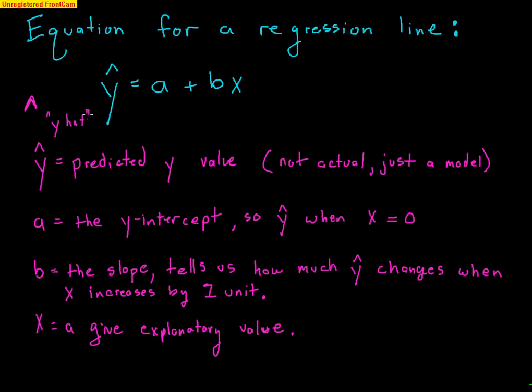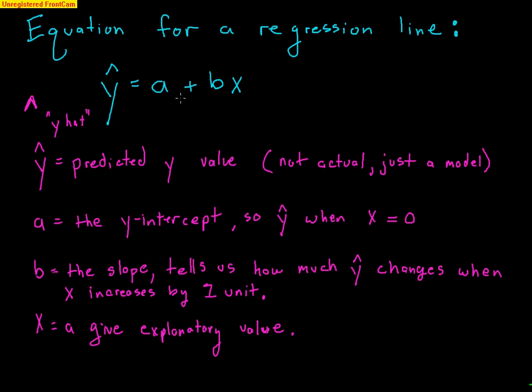Okay. Now, y hat is the predicted y value. Why don't we just use y? Why do we put a hat on it? Well, it's because it's not actual y. It's just a model. So the little hat there is just signifying to the reader that this is not an actual value. It's a predicted value. Remember, y is the price of the car. So it's not what the car is actually sold for. It's just what our model predicts it to sell for. So distinguishing between a y and a y hat is really, really important.